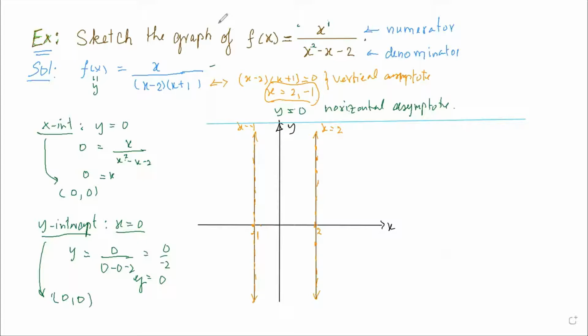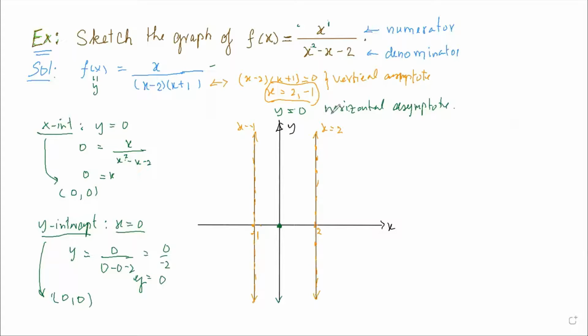Now after that we have the intercepts, the x-intercept and y-intercept. Then you plot the x-intercept and y-intercept. It's 0, 0, so exactly right here. For the x-intercept and y-intercept, it's just this one point.